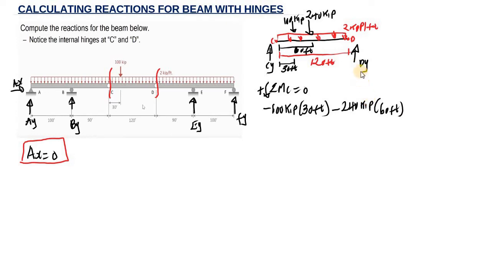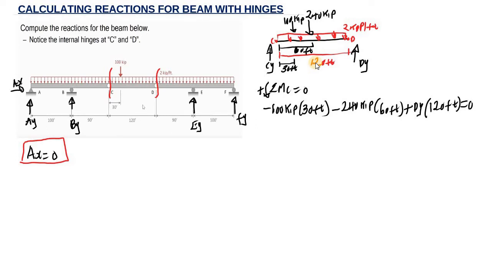Then what about dy? Dy is acting upward. So if you apply this force on this beam relative to point C, it's going to try to rotate this beam in the counterclockwise direction. So this is going to be positive. So this is positive dy, then multiply by the distance. The distance is 120 feet, as you can see. So this is going to be multiplied by 120 feet. Because we don't have any additional force, this is equal to 0.